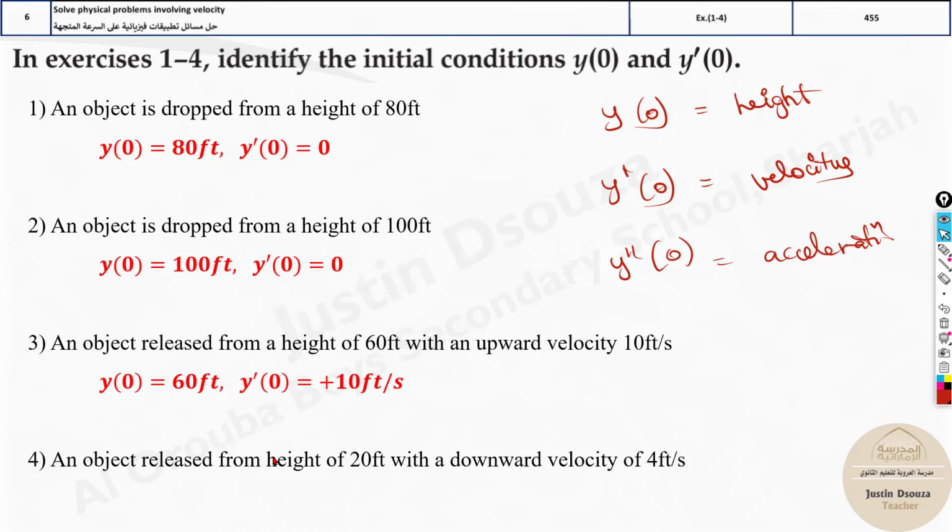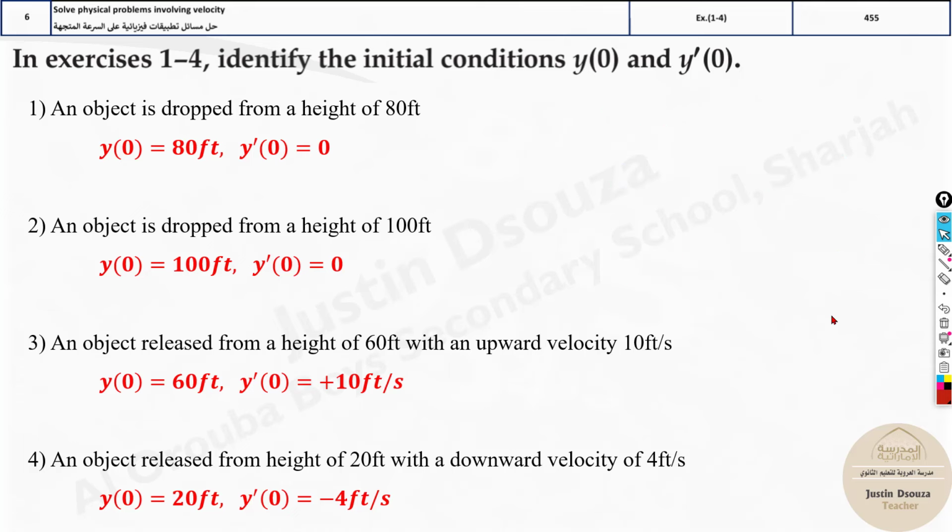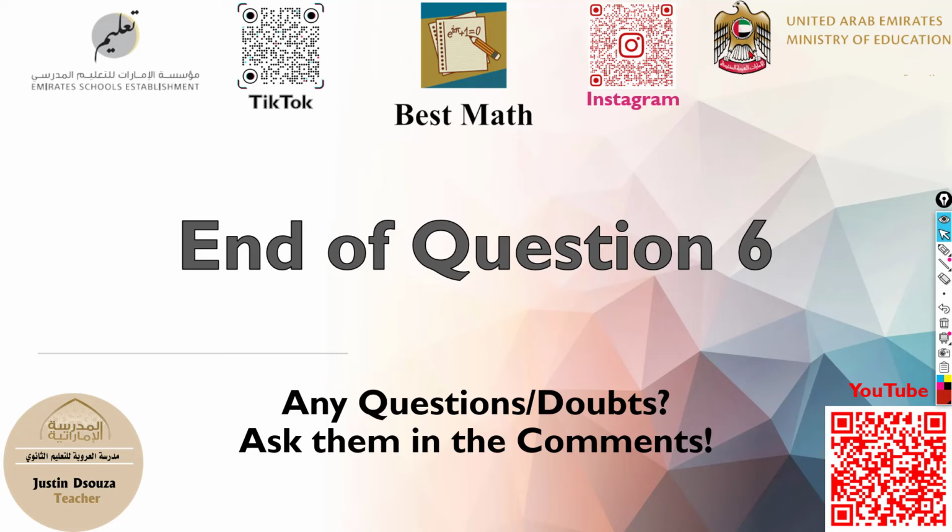And over here, you can see the height is 20 feet and downward velocity of minus 4 feet. So it's minus 4. So this is how we solve these problems. Again, I think this is the easiest of all. And even question 2 was very, very easy. I'll see you all in the next question.